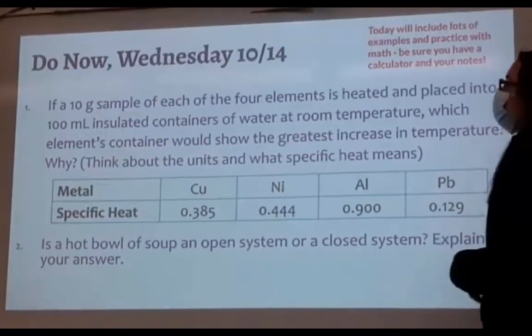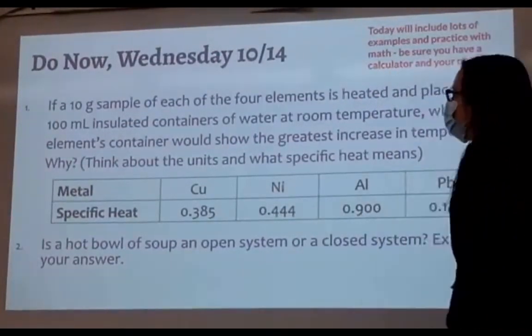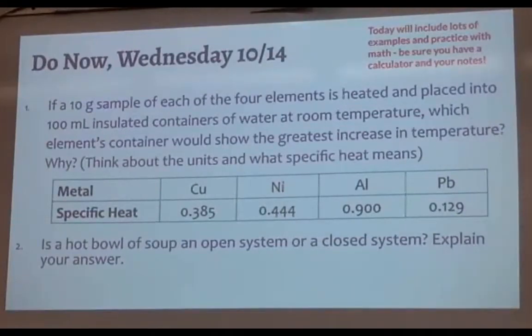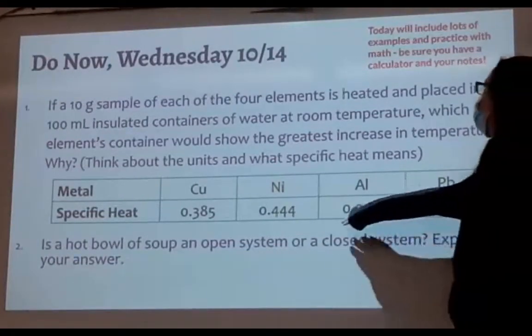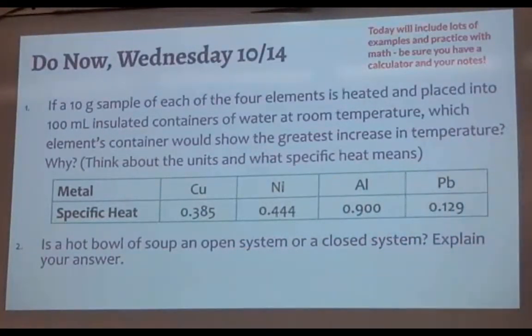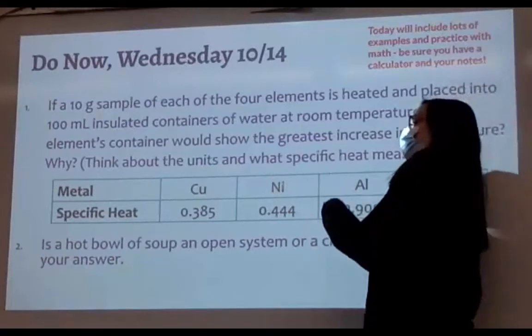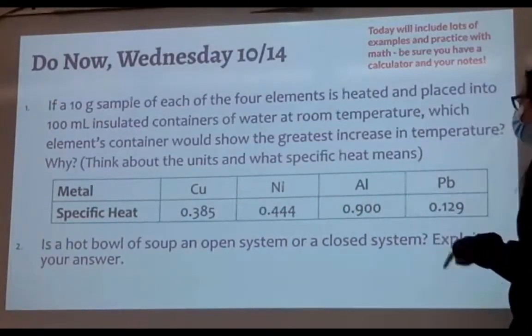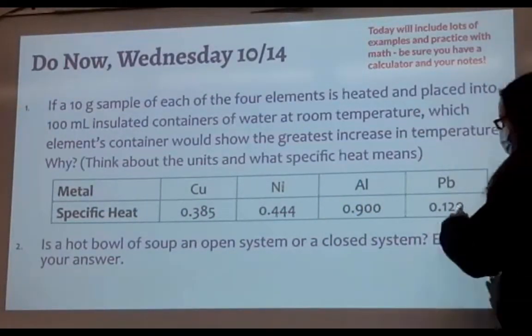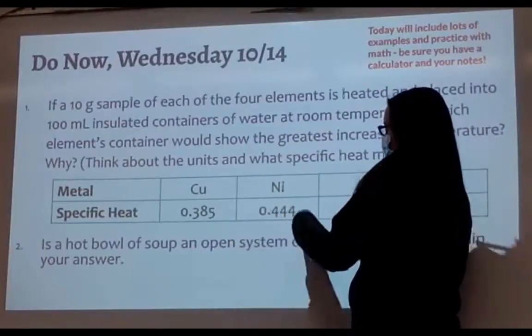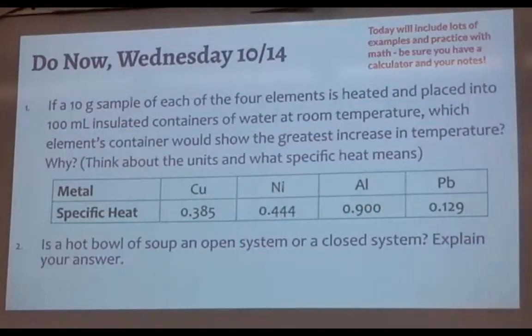So for number one, if a 10-gram sample of each of the four elements in this table is heated and placed into a container of water, which element's container would show the greatest increase in temperature and why? I said think about the units and what specific heat means. So I gave the specific heats for each one of these. The units for specific heat are joules per gram degree Celsius.